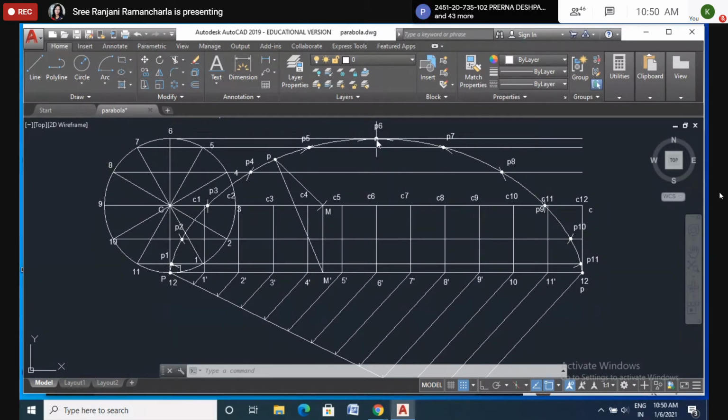Okay. Instead of taking 15.7, if you take 15, then this curve will go somewhere else here, and this point will go somewhere else here. P7 will be somewhere else beyond this point. Is it clear, all of you?